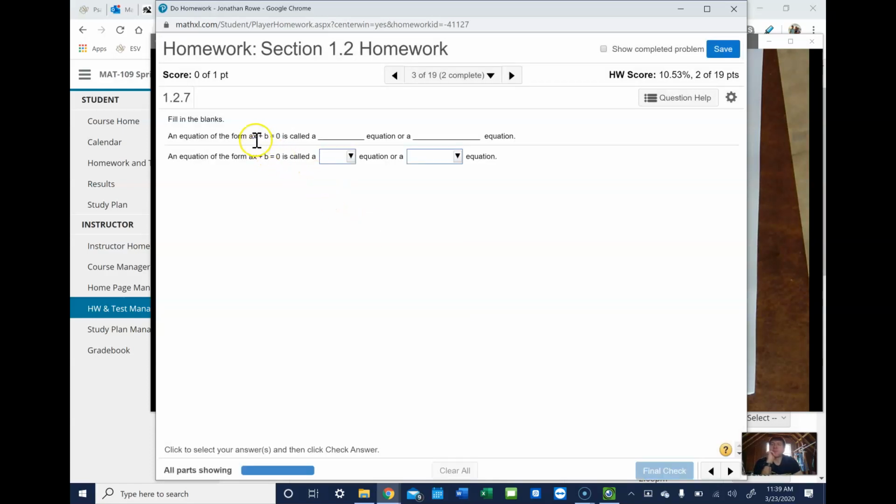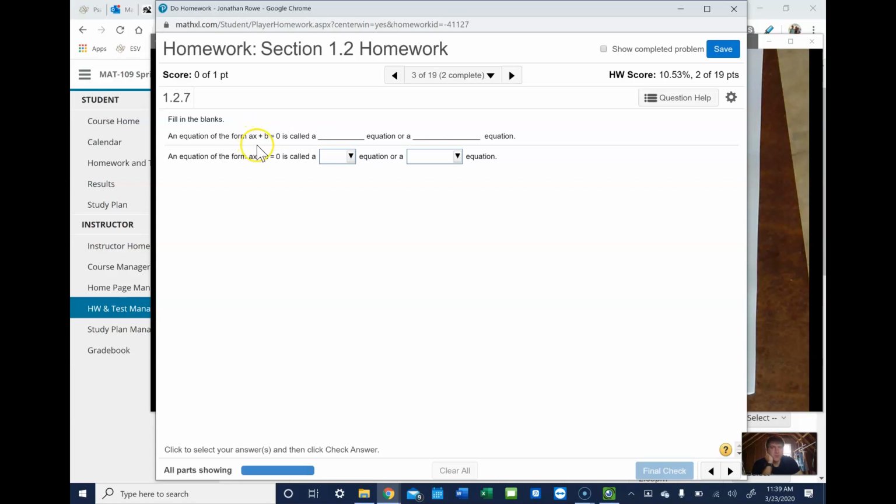An equation of the form ax plus b equals 0 is called a what? All right, you might have seen this before as mx plus b, maybe y equals mx plus b. What is that the equation of? Anything that's like a number times x plus or minus any other number. That's a line. It's a linear equation.